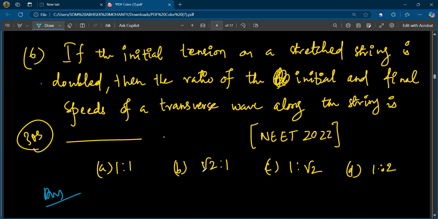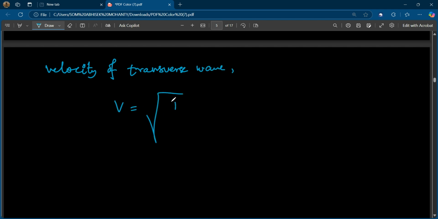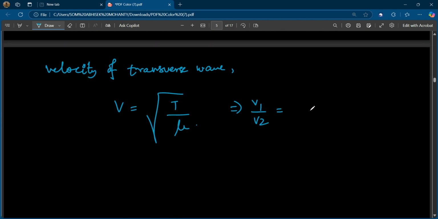Okay, so first of all, initial and final speeds of a transverse wave. We need to know what is the speed of a transverse wave. The velocity of a transverse wave is V equal to root over of T by mu, where mu is the mass per unit length. So V1 by V2, because it is initial by final. V1 is initial, V2 is final.